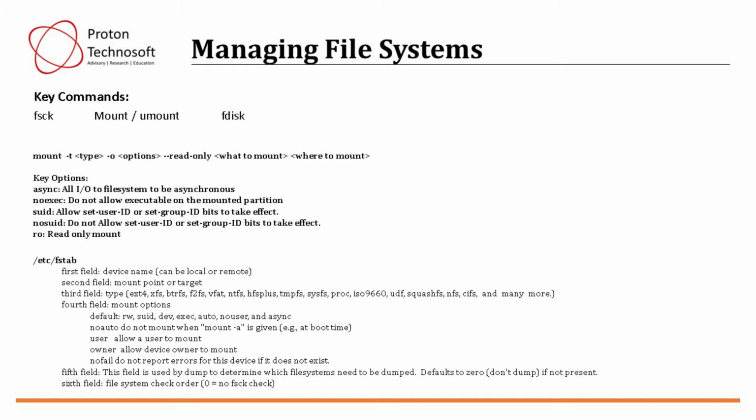Similarly, we have umount, which stands for unmounting the disk. You simply give umount and the mount point where you have mounted it, and it will unmount the disk or the device file for you. The other command is fdisk, which is to do with listing the disk structure, and then working with the partition table, deleting a partition, and creating a partition.